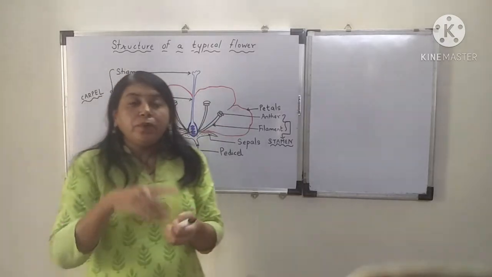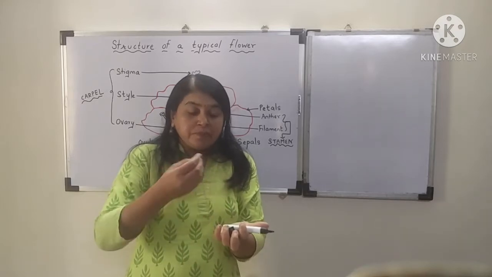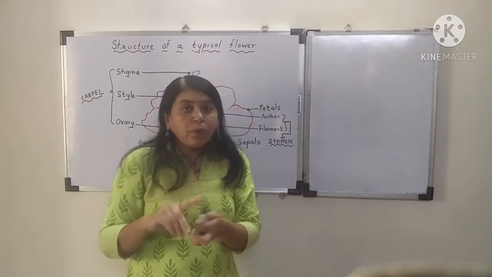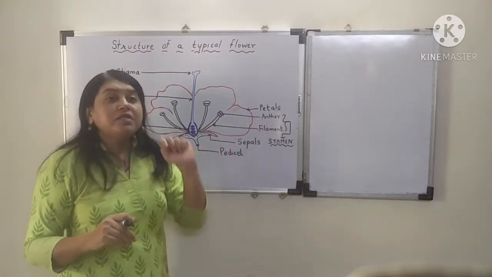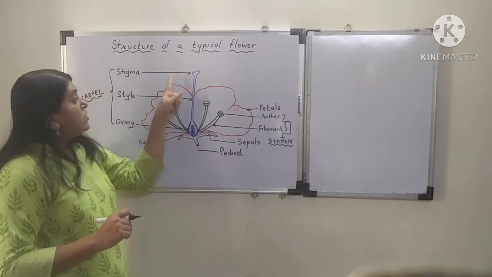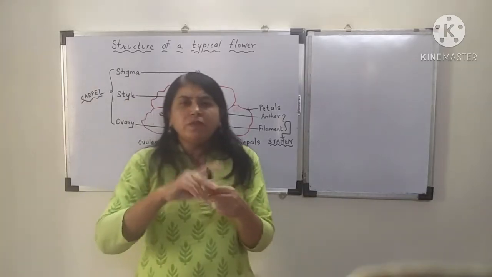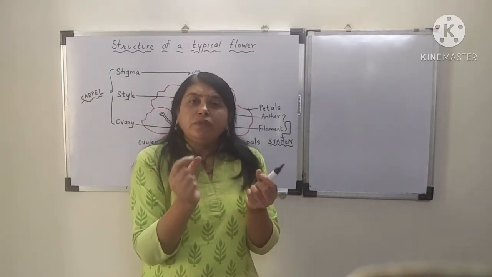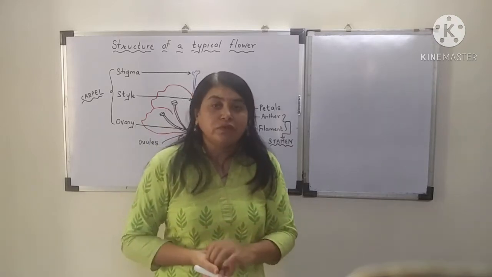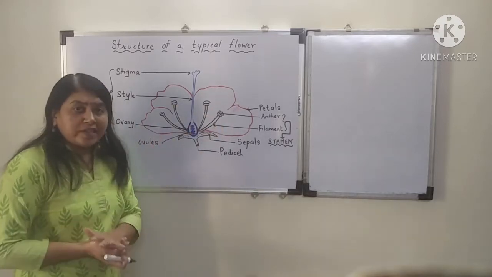How do you identify the pollen grains? If you take a flower and just tap it on your fingers, you will observe very small minute grains which are called pollen grains. So the anther produces pollen grains. Then we have the central part of the flower, which is the stigma, style and ovary. If you open the flower, you will observe that at the base of the flower there are ovules, or the ovary is also present at the base of the flower. So this is how a flower looks.